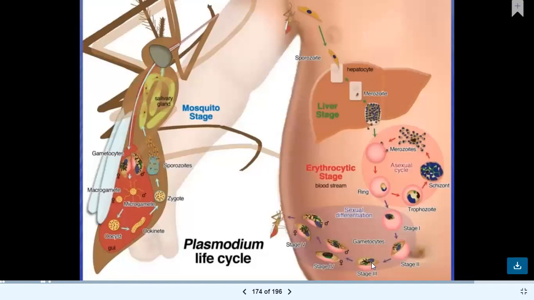This diagram shows the cycles of Plasmodium, where the mosquito first bites you, then the sporozoites enter hepatocytes, where merozoites form, and that gets into the erythrocytic stages in the bloodstream, where trophozoites get converted into schizonts. After that, the sexual differentiation occurs, and stage 1, stage 2, stage 3, stage 4, and stage 5 occur. And this entire process happens in the liver and in the Plasmodium.